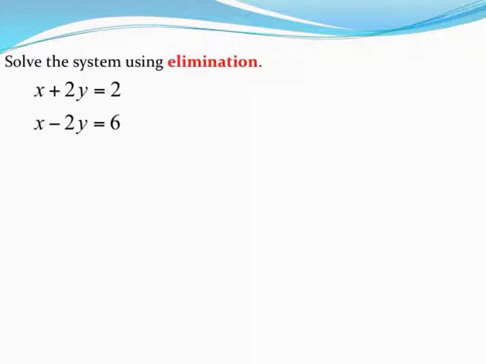The final method I'm going to show you for solving a system of equations is called the elimination method. What this method involves is adding the two equations we have together in order to eliminate one of the variables.